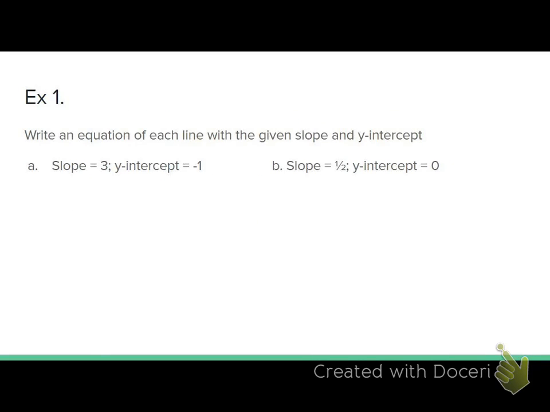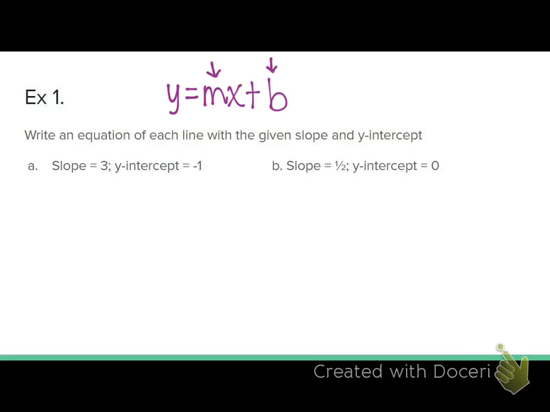The first couple examples are pretty easy. We are writing the equation of each line given the slope and the y-intercept. This is the easiest possible situation. So again, slope-intercept form in general is y equals what? mx plus b. And our goal is to replace which two letters with numbers? M and b. We're trying to replace m with a number, and we're trying to replace b with a number.